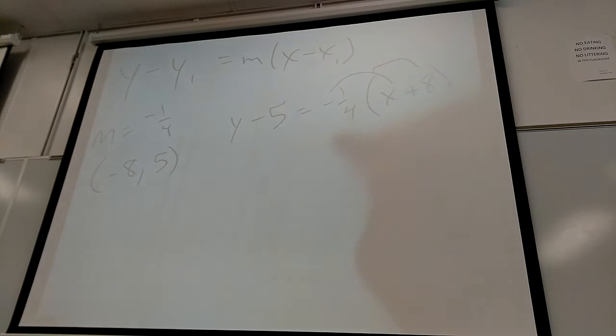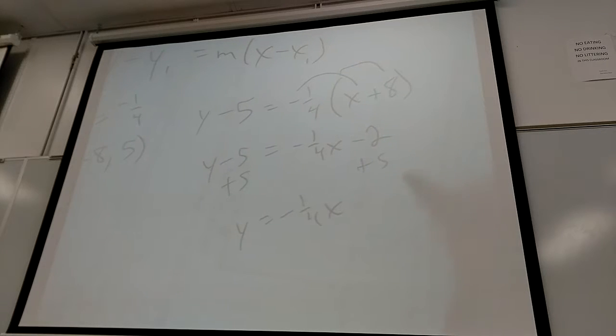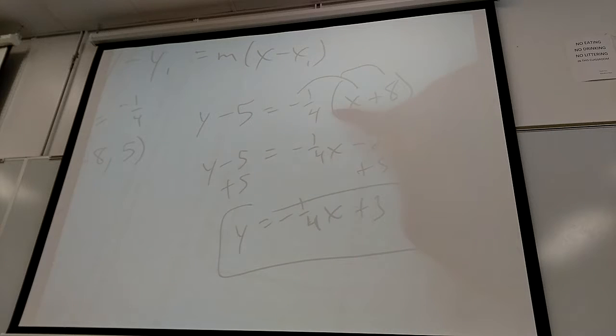If I distribute this, I get negative 1/4 x. 1/4 of 8 is, 4 goes into 8 twice. And then I add 5, y equals negative 1/4 x minus 2 plus 5, right? I think the negative 1/4 goes to 8. 4 goes into 8 twice, times negative 1 is negative 2.